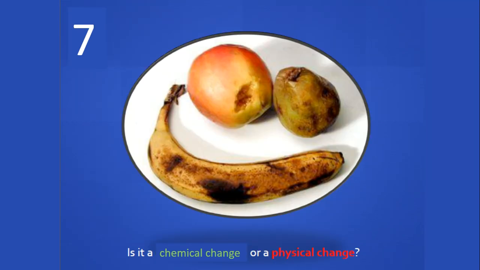Right here, you've got fruit rotting. It's going from fresh fruit to rotted fruit. Notice the discoloration of the fruit. Think about if you have rotting fruit, what it smells like, what it would taste like. Is this a chemical change or a physical change? Go ahead, pause the video, and justify your answer.